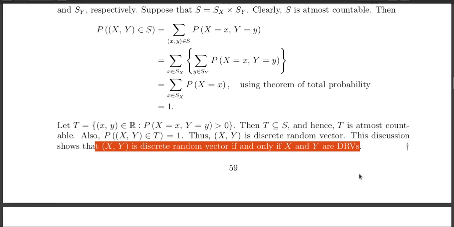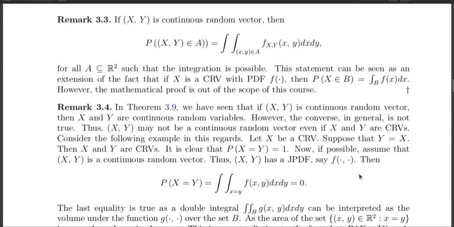Now the natural question comes for the continuous random variable. Is that true for continuous random variables? That means, if XY is a continuous random vector, does this imply, and is it implied by, X and Y being individually continuous random variables? Obviously, one side we know: if XY as a vector is a continuous random vector, that implies that X and Y individually are continuous random variables. Now we need to answer the other side: if X and Y are continuous random variables, does this imply that XY as a vector is a continuous random vector or not?